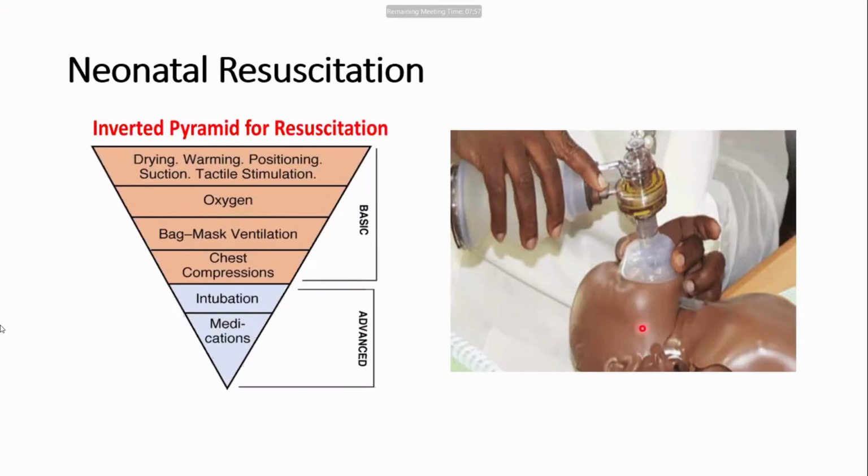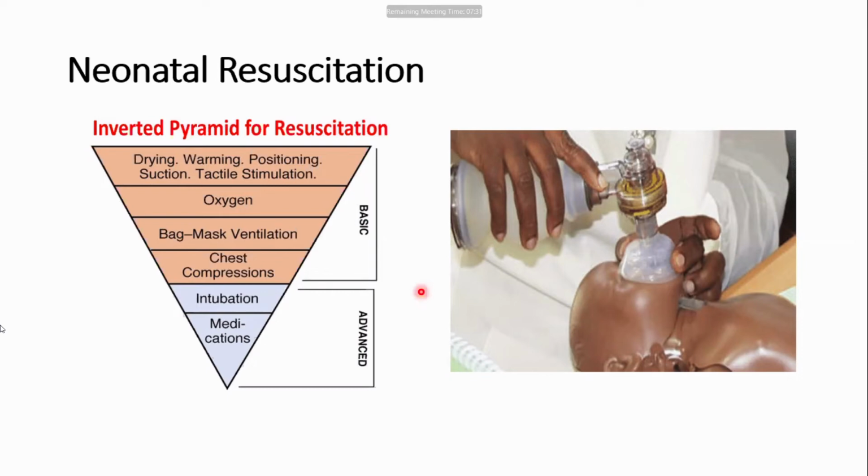And this is the bag and mask ventilation. And everybody should be trained. All the health personnel, not just doctors, nurses, trained birth attendants, everybody should be trained to deliver effective bag and mask ventilation. Because with just this effective bag and mask ventilation, we can prevent lots of cases of birth asphyxia and lots of cases of HIE. Okay, so this is proper newborn resuscitation, number one method.